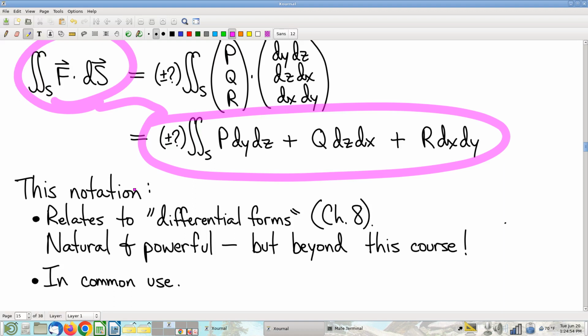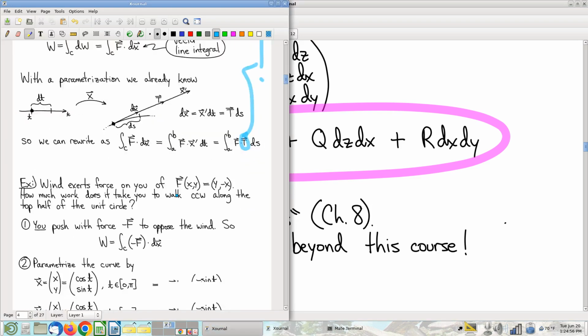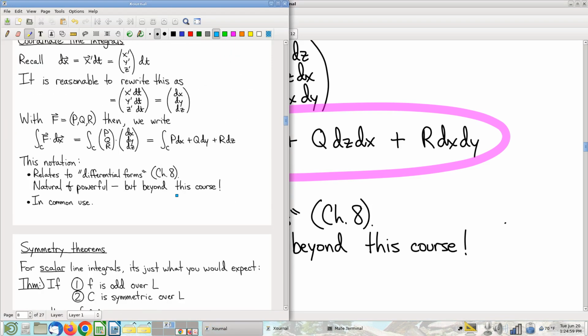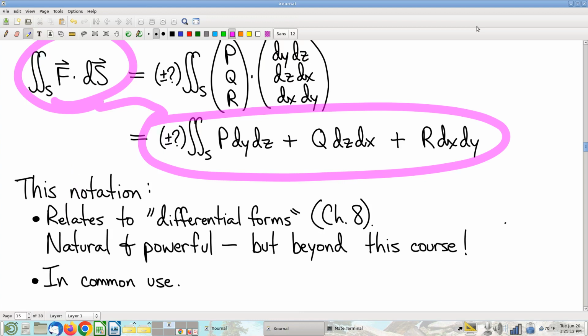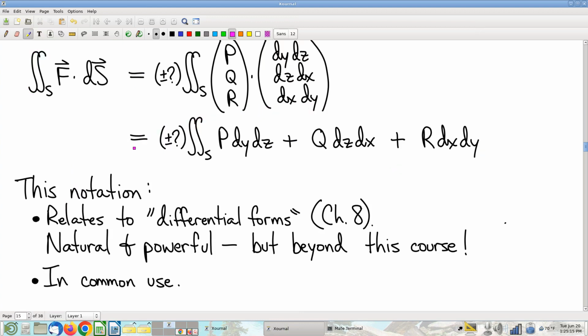Does everybody follow me? And by the way, note the strong analogy. We did something like that with line integrals. We talked about coordinate line integrals as an alternative notation for vector line integrals. So, totally analogous thing here. Okay, same context. In Math 219, this isn't going to buy us a thing. This won't help us compute anything. I show it to you largely because it's in common use. But it's in common use because it is actually pretty awesome notation.